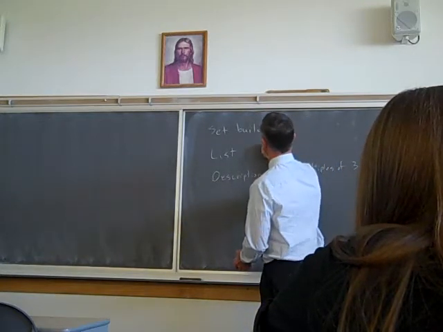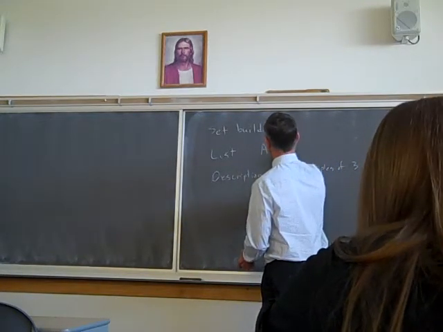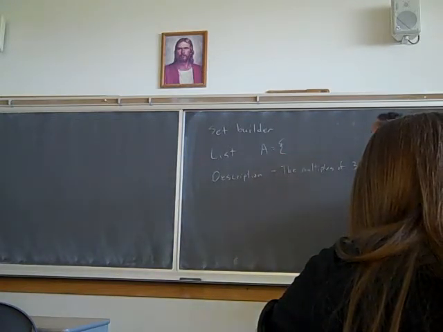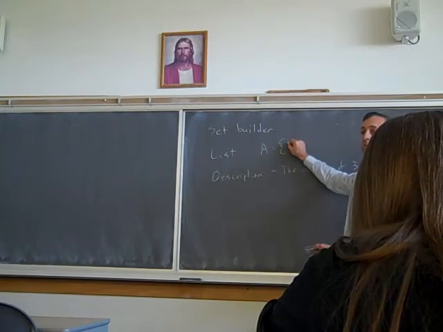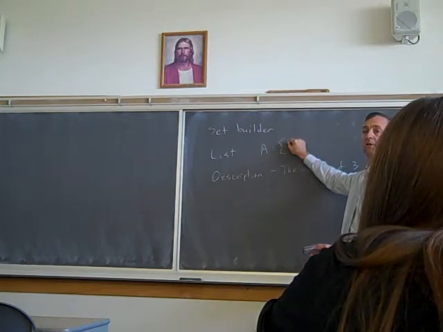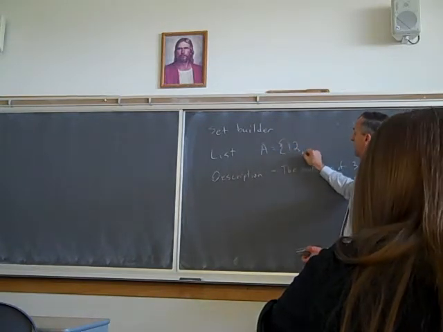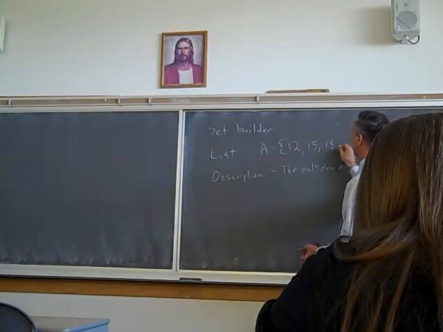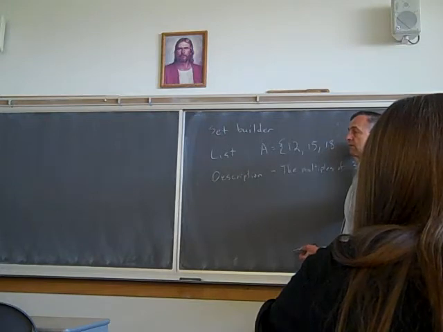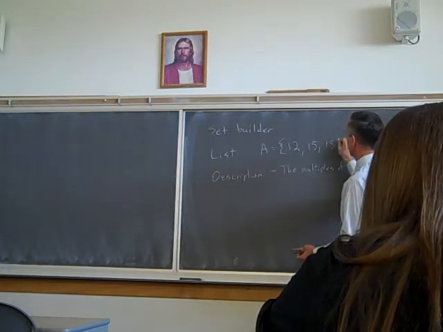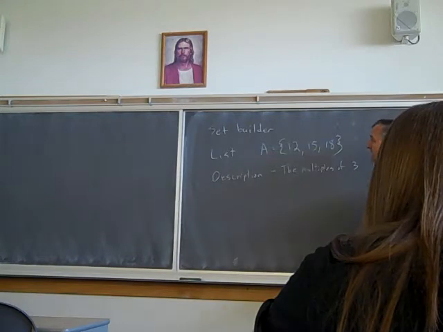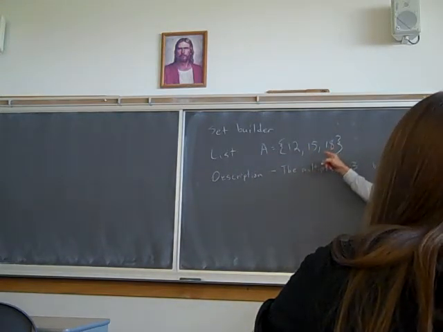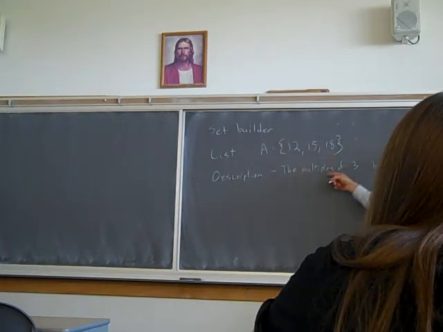Now, if we're going to call that set A, we'll make a list. We always do the set brackets when we do the lists. So what numbers are we talking about here? 12, 15, 18. That's it, right? Now, so there's a list. This says the very same thing that that says, except here we've got a list, here we've got a description.